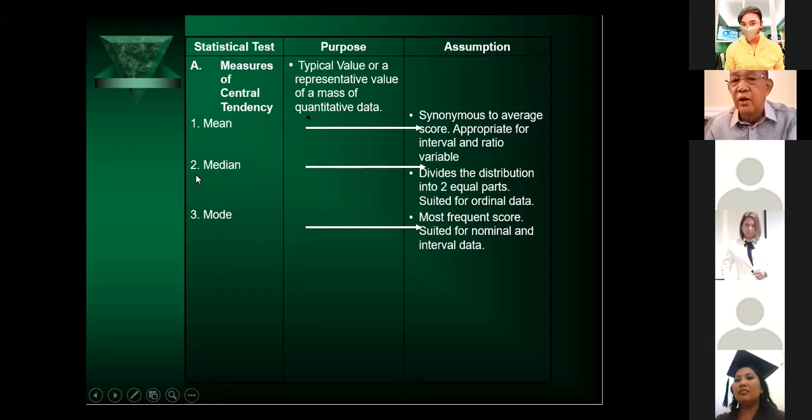Ulitin ko. All these three are measures of averages, central values. Pero may pagkakaiba po ng gamit. No? Mean is used if you like to describe the average score. Median, if you like to identify to separate the high achievers from the low achievers. And mode, if you would like to get the most common or most frequent item value.